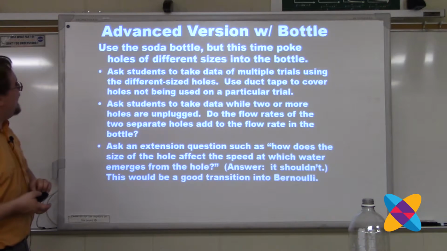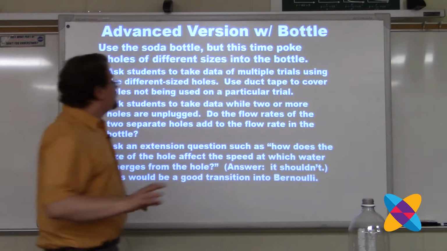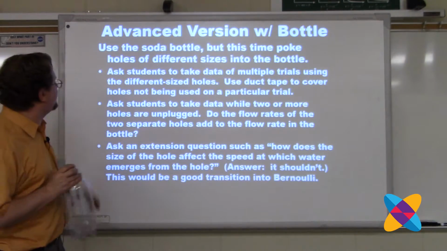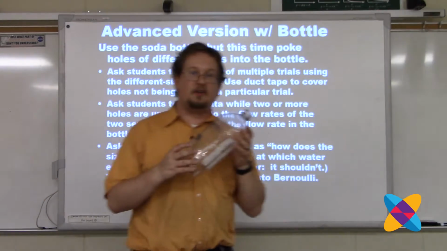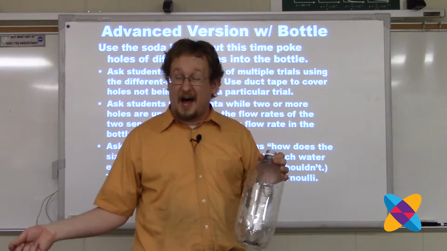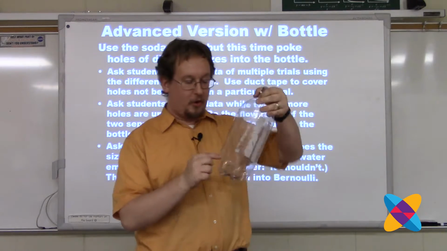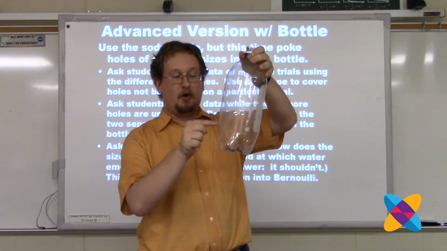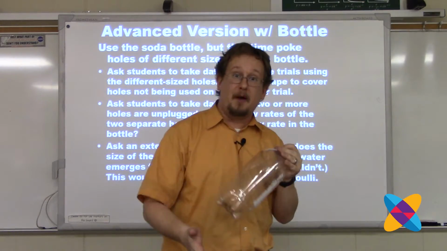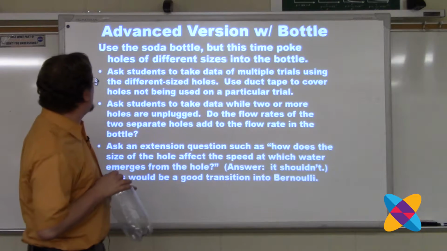Here's an advanced version with the bottle. Ask the students to take data of multiple trials using different size holes. What you can do is buy different radius nails, heat them up one at a time with the Bunsen burner, and then poke the holes. I would poke them all at the same height: poke a small, a medium, a large, and a very large. Cover them up, each with duct tape. Take off one piece of duct tape for each trial.